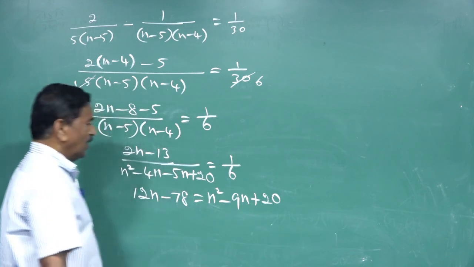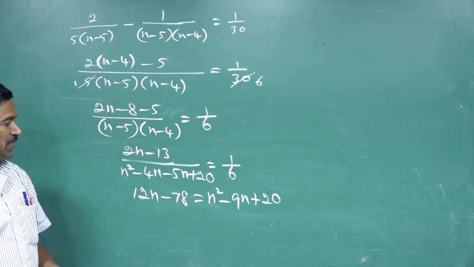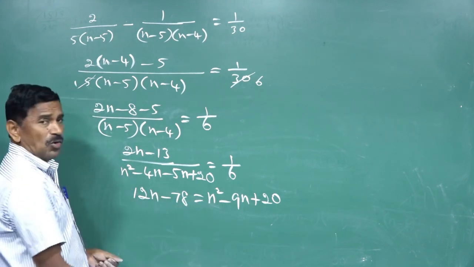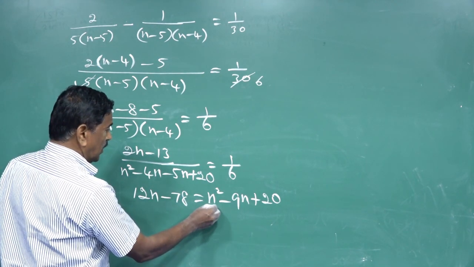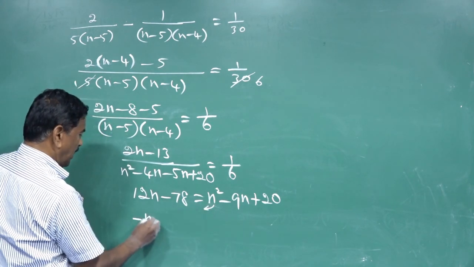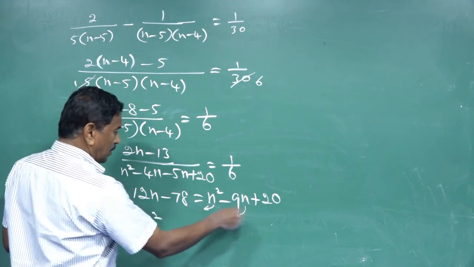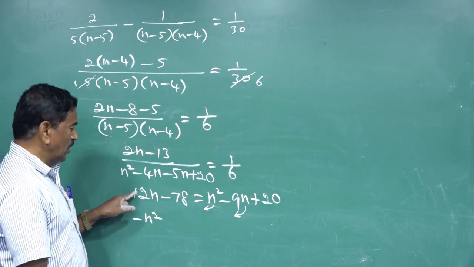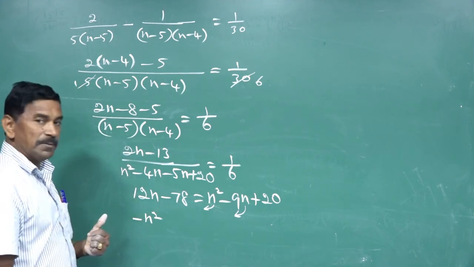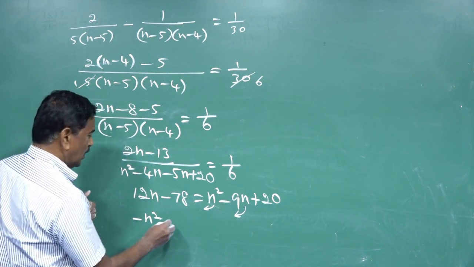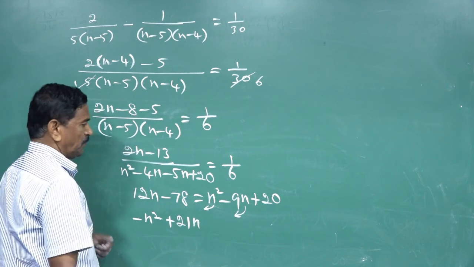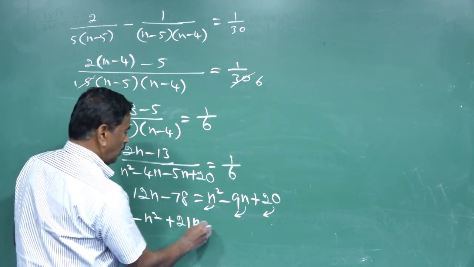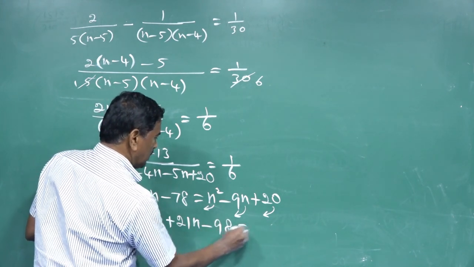That's it. Now, I want to make a quadratic equation. To make a quadratic equation, bring all the terms to the left side. That is, n square comes to the left side, minus n square. Minus 9n comes to the left side, plus 9n. Already plus 12, so plus 12 plus 9 is 21, that is plus 21n. And the 20 comes to the left side, minus 20. Already minus 78, so minus 98, which is equal to 0.